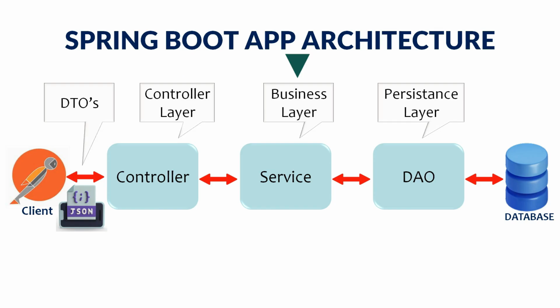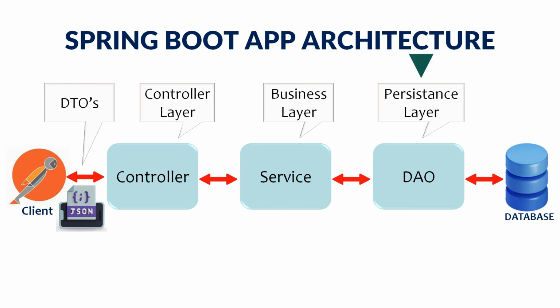And next one is business layer. It is also known as service layer. The business layer is responsible for implementing application business logic. It has service classes that can process and validate data, and handles authentication and authorization if you use security, and applies transaction management. And finally, it interacts with the persistence layer to store or retrieve data.